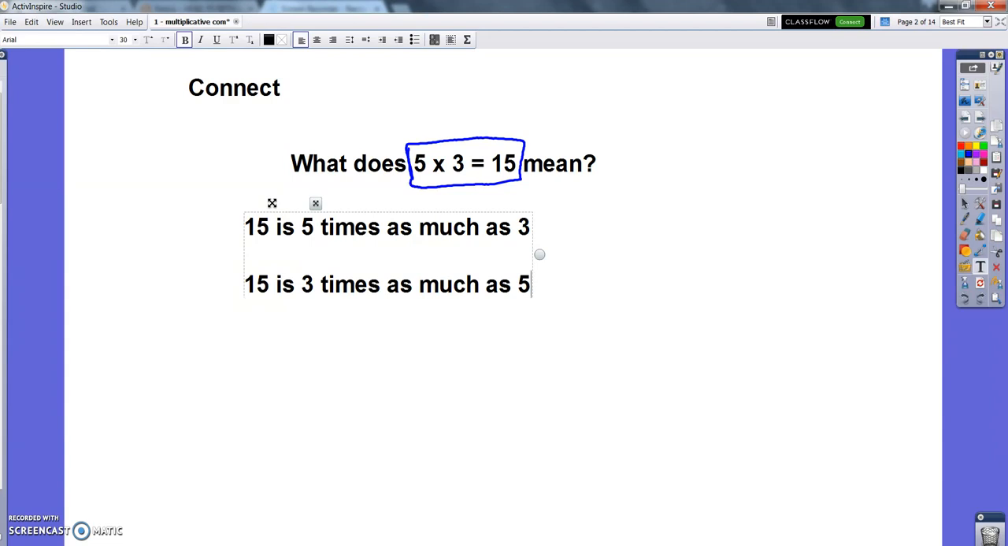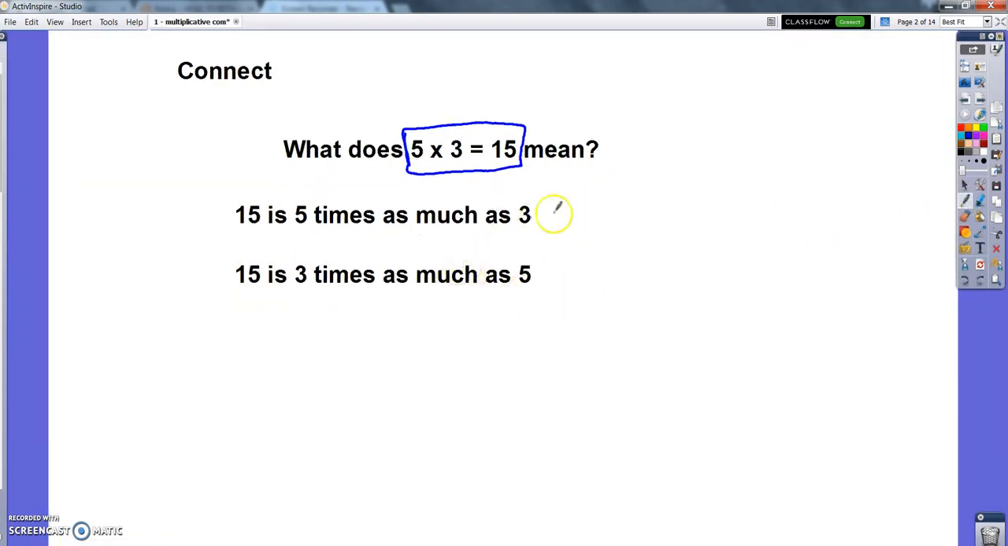We don't often talk about it in those terms all the time anymore, but that's one of the things, from way back when multiplication started, that we thought about. So 15 is 5 times as much as 3, and it's 3 times as much as 5.